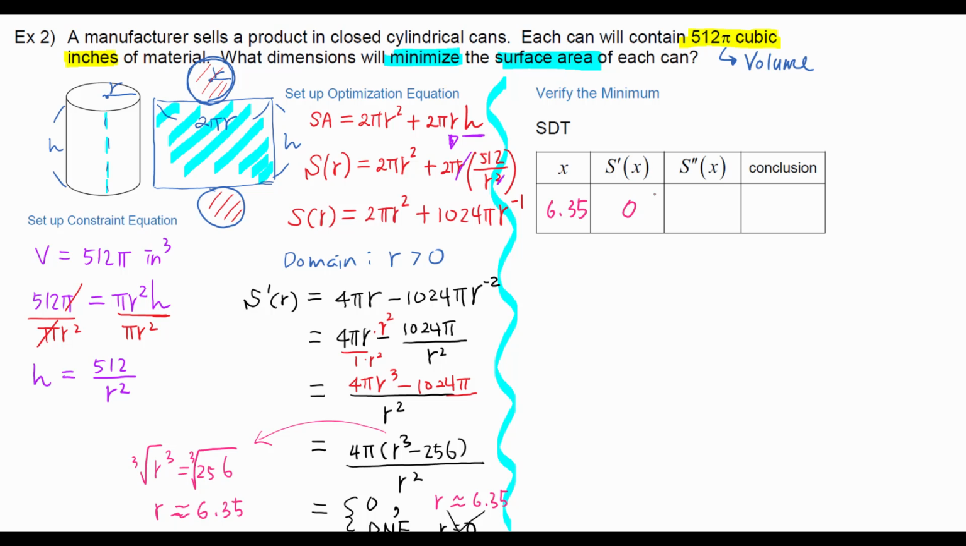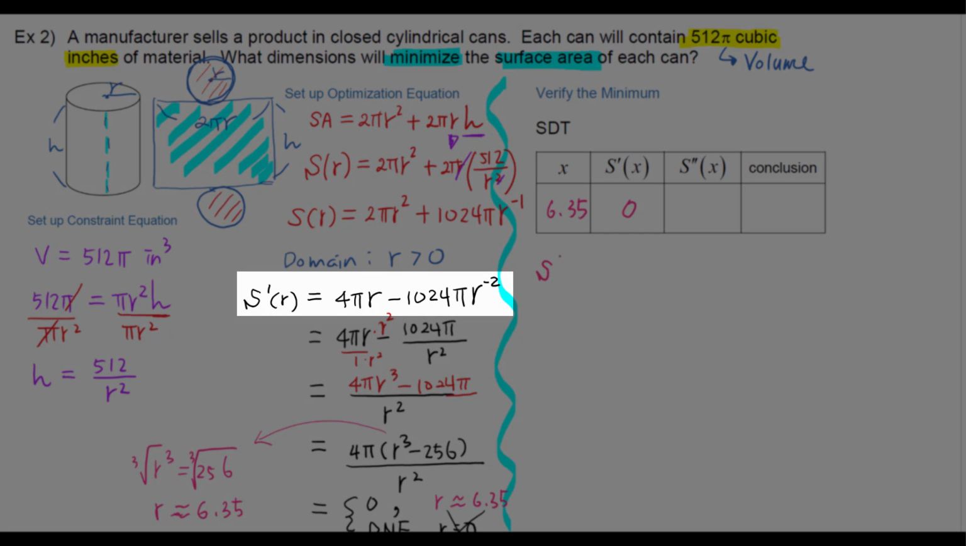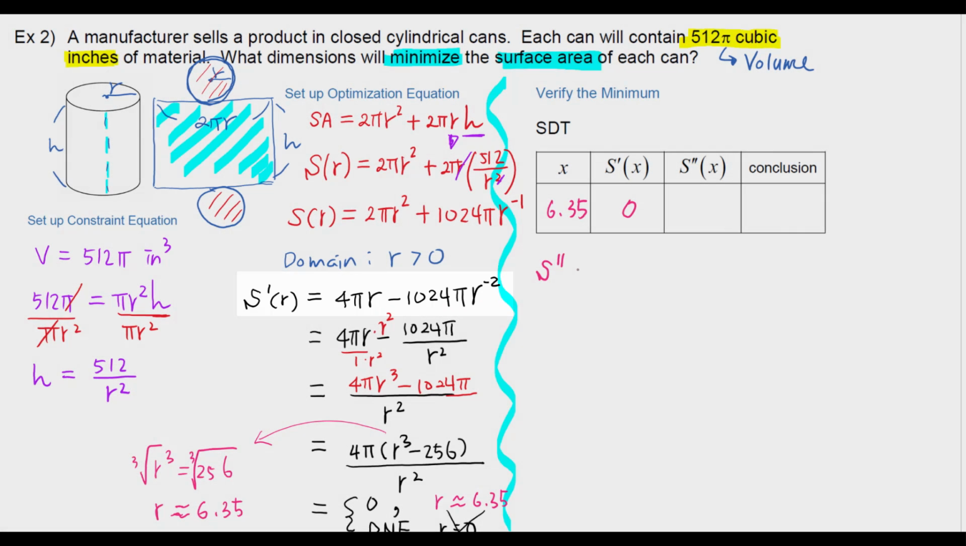To find the second derivative, it's better to use this one, because it's in the power form, so it's ready to go. So s double prime of r is equal to derivative of 4 pi r with respect to r is just 4 pi, since it's linear, and minus 1024 pi r to the negative 2. When you take the derivative of that, bring the negative 2 down, it becomes positive now, and twice of 1024 become 2048 pi r to the negative 3rd power now.